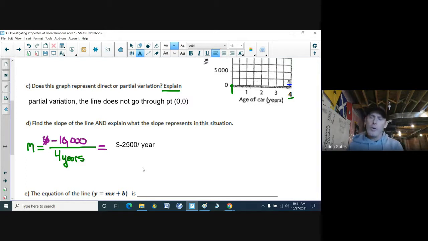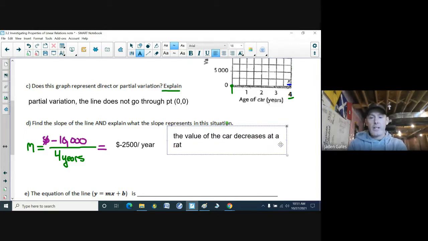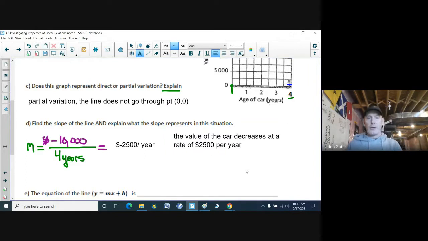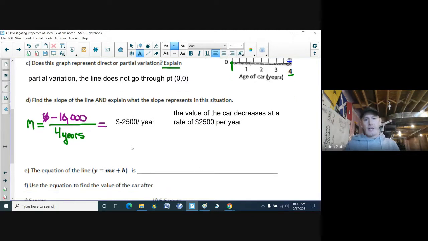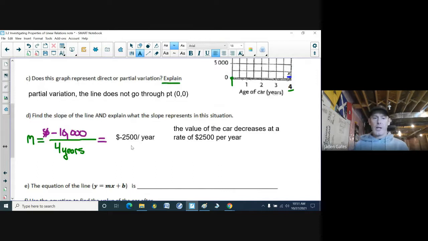What does that slope represent? It's telling me the value of the car decreases, because we have a negative sign there, at a rate of $2,500 per year. That's what that slope's telling us. All right. Now, we found the slope, we found the y-intercept. So the next step here is to find the equation of the line.